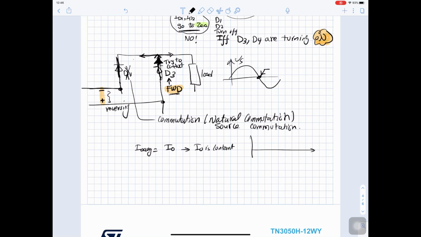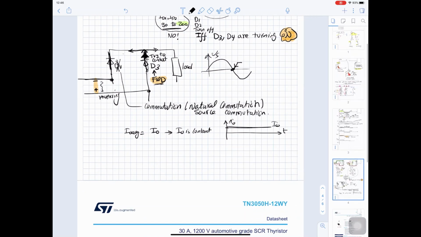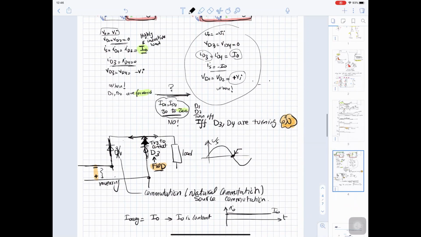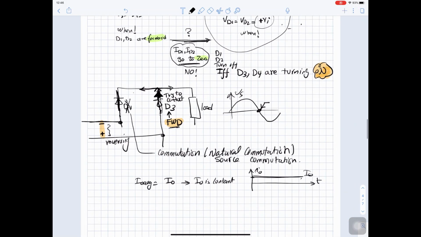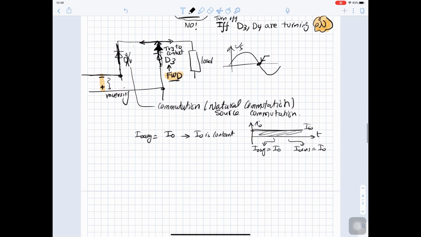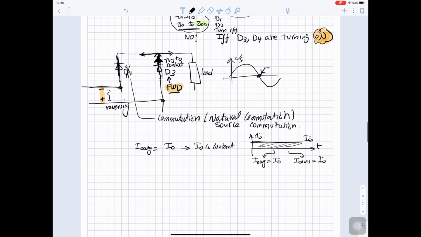So if you look at the waveform for I out versus time, it is constant at I out. And if you take this waveform and you get I out average, it will be I out. And if you get I out RMS, it will be I out. So if the waveform is constant, its RMS will equal to its average.